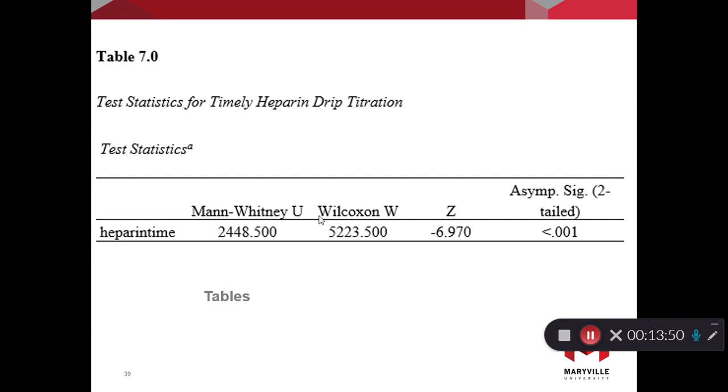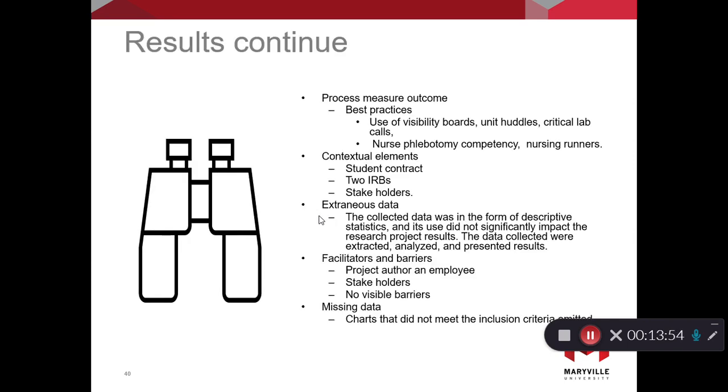This is the test statistics for timely heparin drip titration. Results continue. The process measure outcome indicated that the use of best practices actually improved, resulted in the positive outcomes for this project. For contextual elements, there was a student contract, 2 IRBs, and the established stakeholders. The data was collected in the form of descriptive statistics, and its use did not significantly impact the research results.